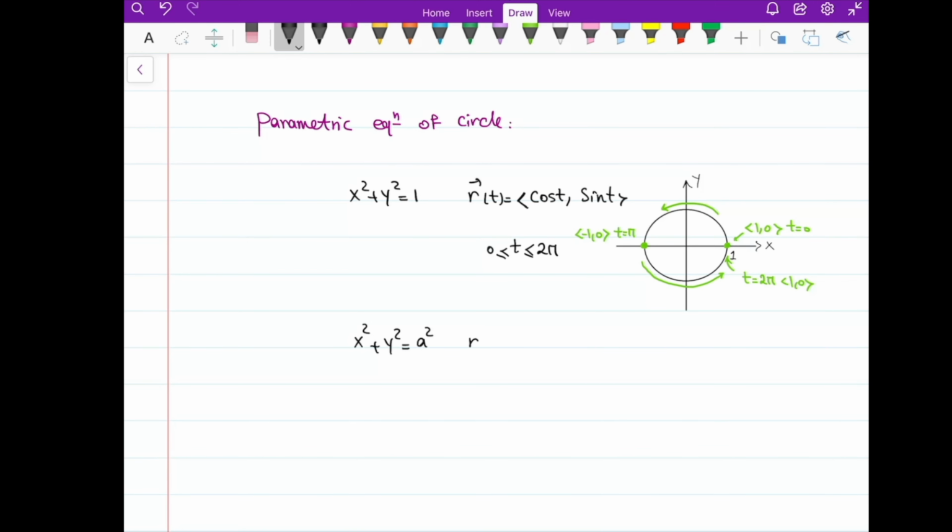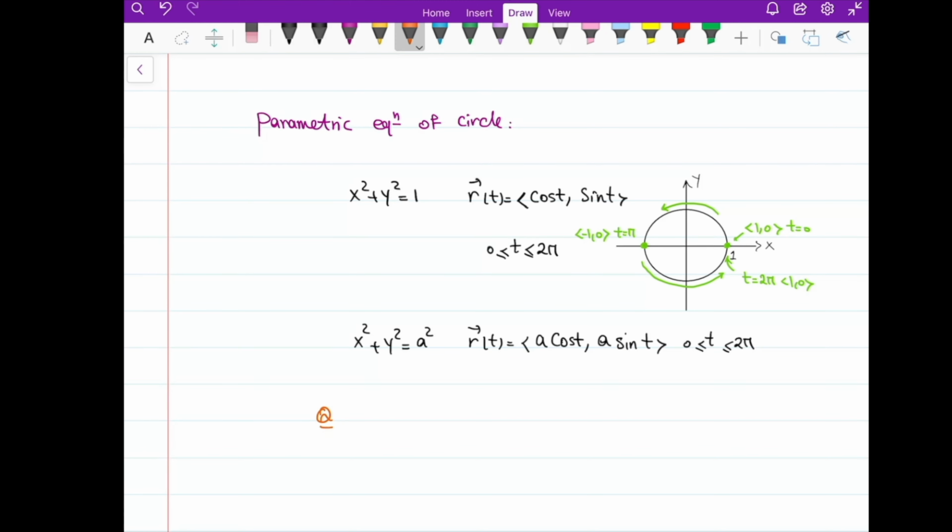Now, can you say what we should do if we have a circle of radius a, for example? That's correct. We should say r of t is a cosine t, a sine t, and it's important to write the range for t: t is between 0 and 2 pi. Great, that's an important one.